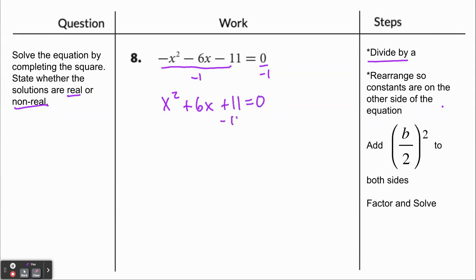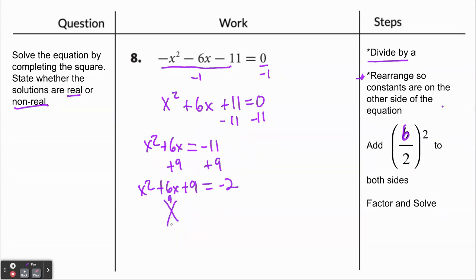Now we've got to subtract 11 to rearrange here so that the constants are on one side. So I get x squared plus 6x equals -11. Now I need to add b over 2 squared to both sides. b is just 6, 6 over 2 is 3, 3 squared is 9. So I'm going to add 9 to both sides, which gives me x squared plus 6x plus 9 equals -2.